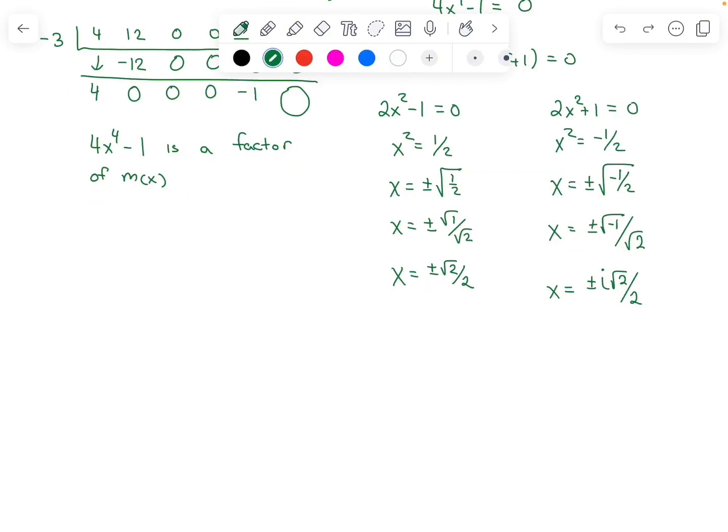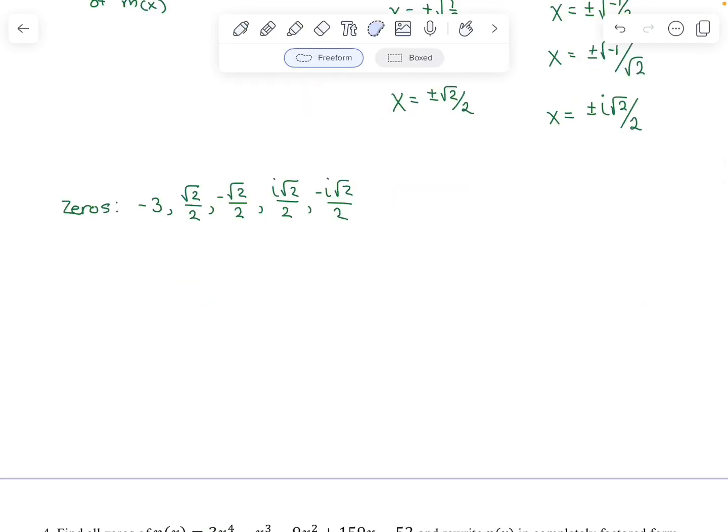Now we have all 5 zeros of m of x. The zeros are negative 3, square root of 2 divided by 2, negative square root of 2 divided by 2. We have i times the square root of 2 divided by 2, and negative i times the square root of 2 divided by 2. Now I'm going to use these zeros to write m of x in completely factored form.